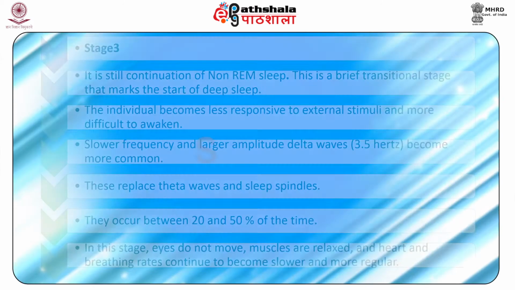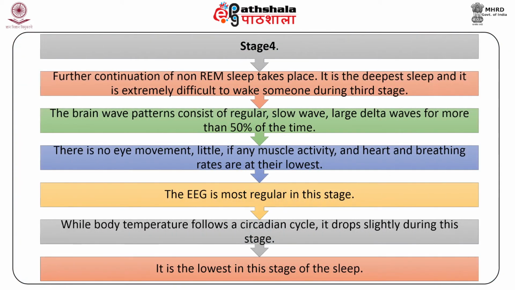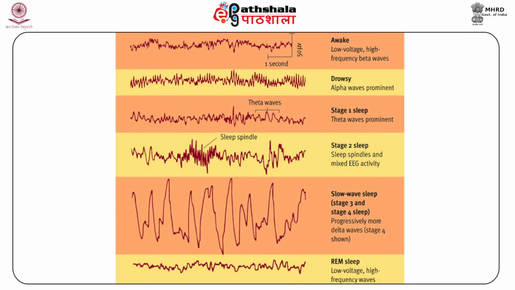Stage 4. Further continuation of non-REM sleep takes place. It is the deepest sleep and it is extremely difficult to wake someone during this stage. The brainwave patterns consist of regular slow waves, large delta waves for more than 50% of the time. There is no eye movement, little if any muscle activity, and heart and breathing rates are at their lowest. The EEG is most regular in this stage. While body temperature follows a circadian cycle, it drops slightly during this stage. The EEG patterns in the 4 stages of sleep are shown in the figure.